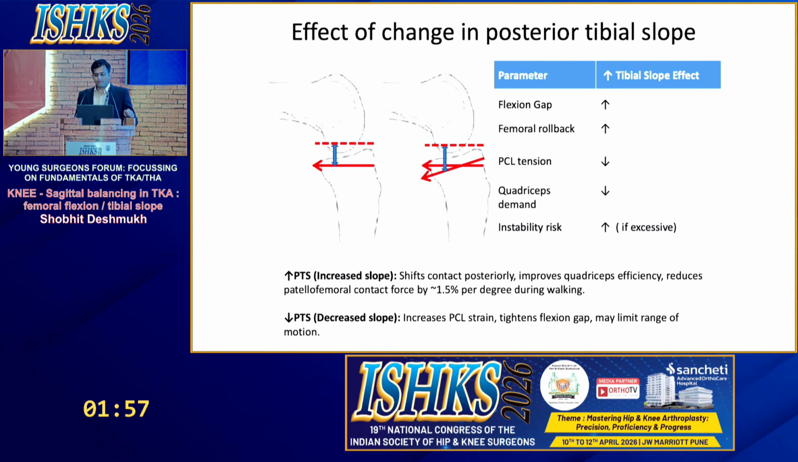So what is the effect of posterior tibial slope change? Increasing the slope increases the flexion gap, increases femoral rollback, decreases PCL tension, and decreases quadriceps demand. In other words, it increases the efficiency of the quadriceps. It also increases instability risk if it is increased excessively. It also shifts contact points posteriorly and reduces patellofemoral contact forces by approximately 1.5% per degree during walking. The reverse happens when decreasing the tibial slope. It increases PCL strain, tightens the flexion gap, and may limit range of motion.